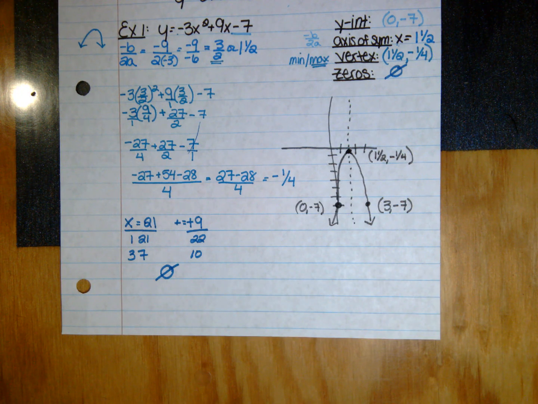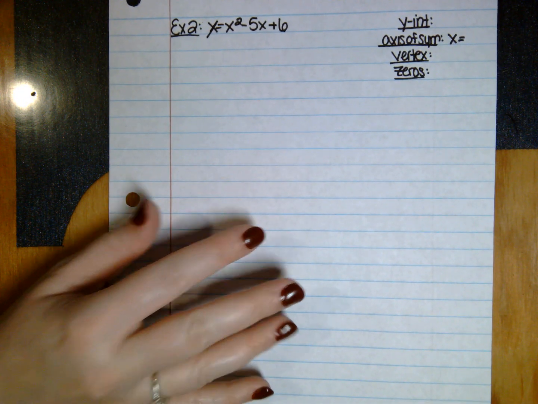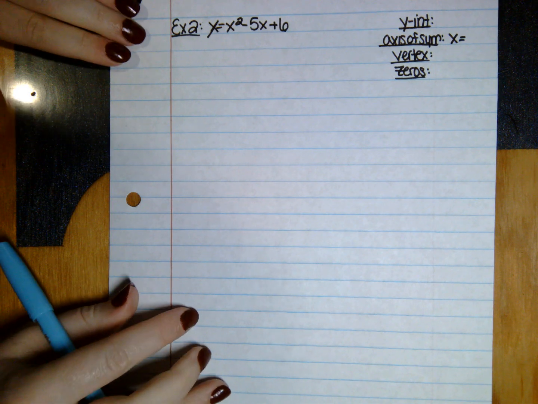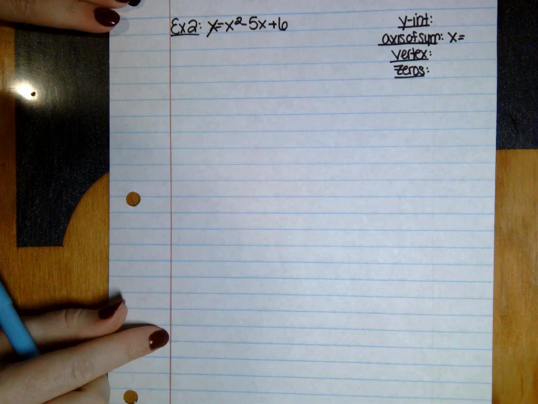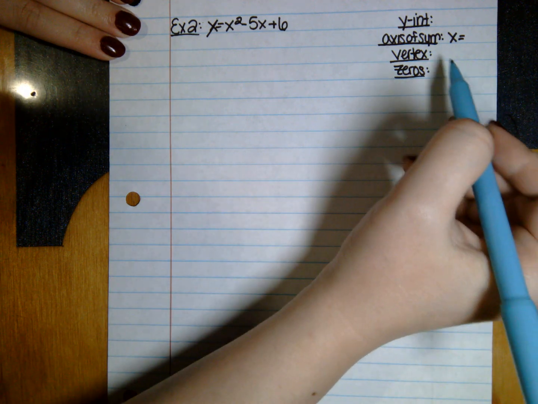Okay, so we're going to do one more that's similar. If you need to pause and go back over that one, or just take a second before we start on this next one. So again, we're going to find those 4 key pieces of information. In this case, our graph will have zeros, so there'll be a little extra work at the end of this one. But we're starting with our y-intercept.